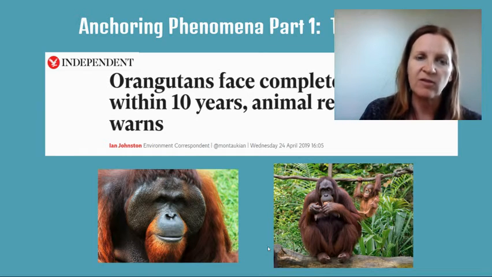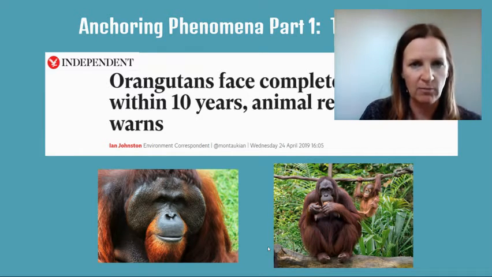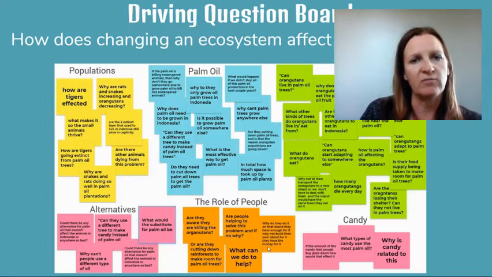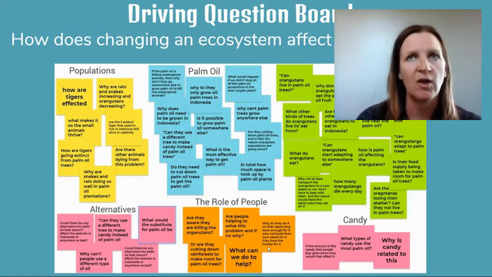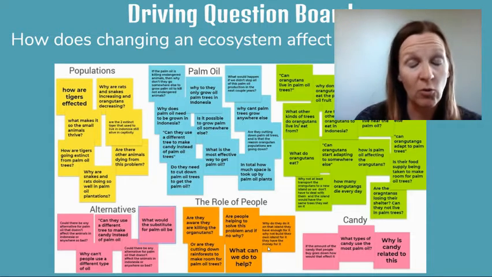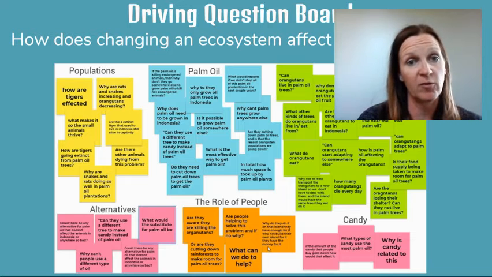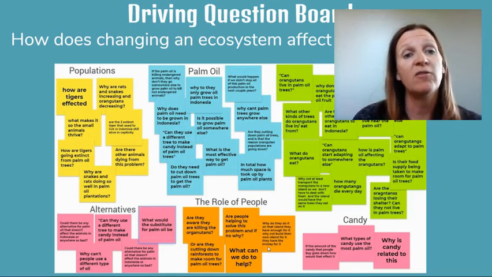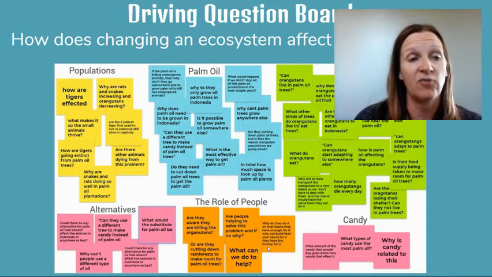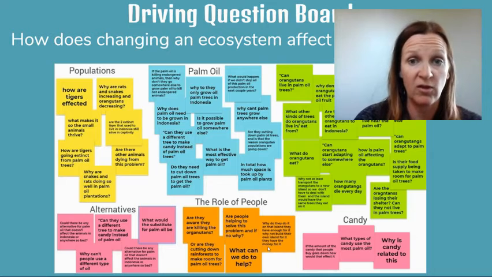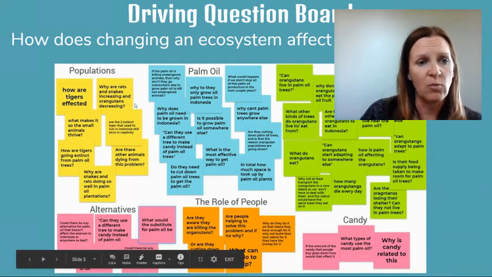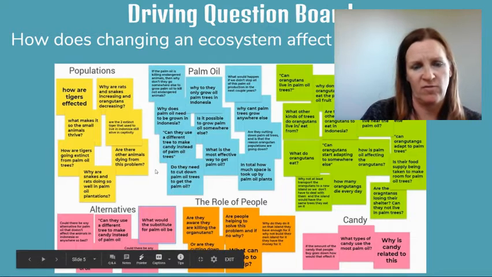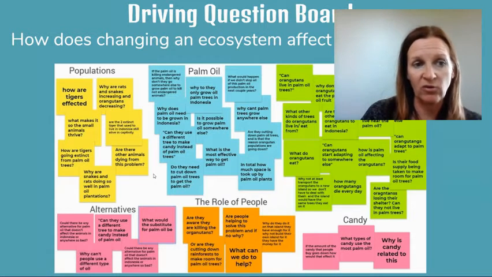So after the kids collaboratively experience the phenomena, we ultimately develop what's called a driving question board, where we hone in on what our focus in the learning expedition will be, as well as figure out what things we need to learn in order to eventually be able to answer that question. For this particular learning expedition, our driving question ended up being, how does changing an ecosystem affect what lives there? And as you can see on the screen, the kids came up with all of these questions, and it was pretty easy to categorize them.